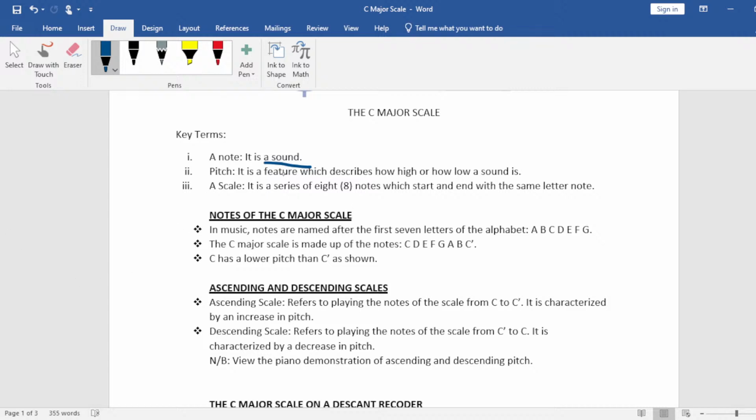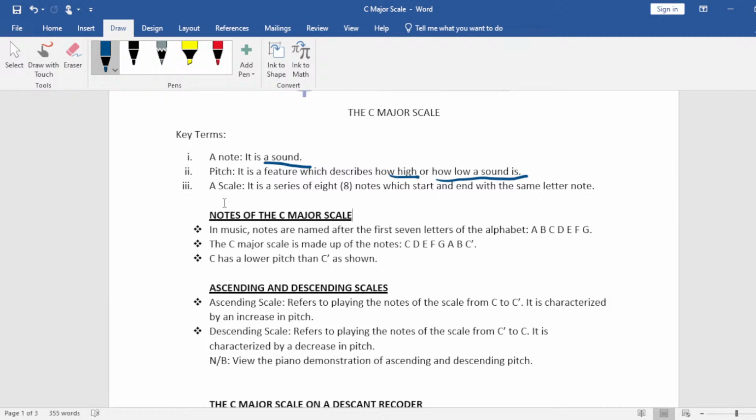On the other hand, pitch is a feature which describes how high or how low a sound is. It is a feature which describes how high or how low, which means sounds can be of a higher pitch or sounds can be of a lower pitch.